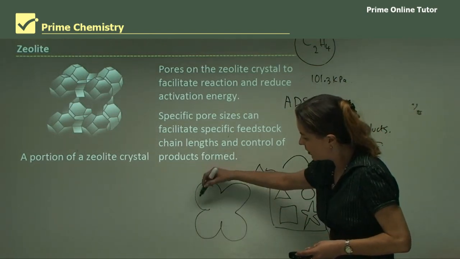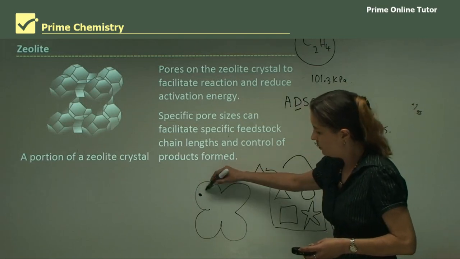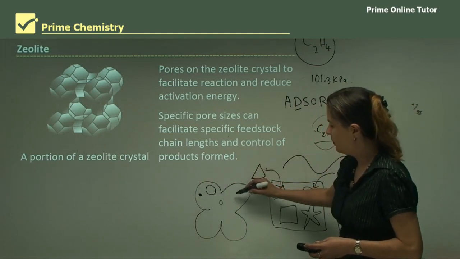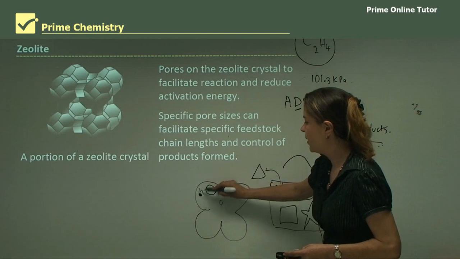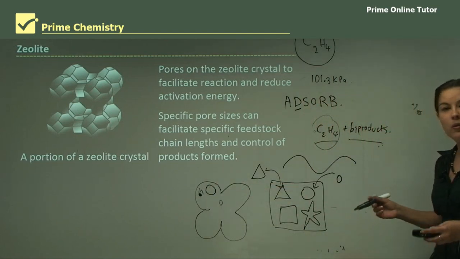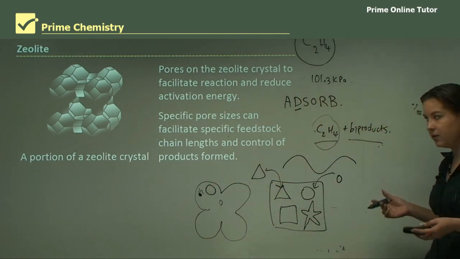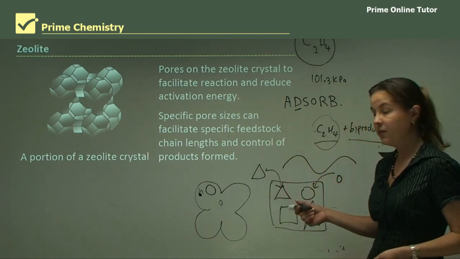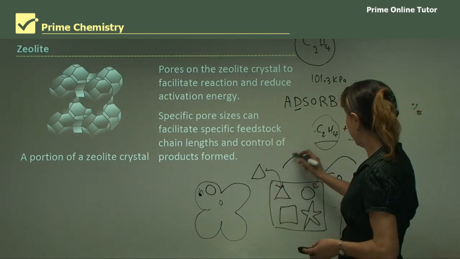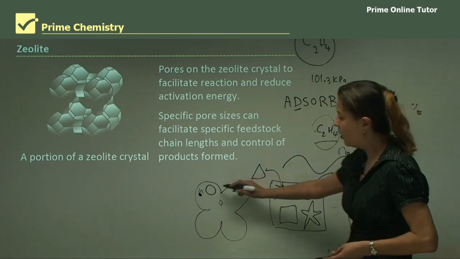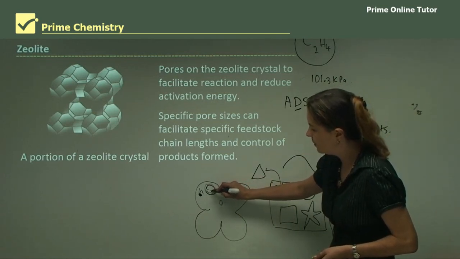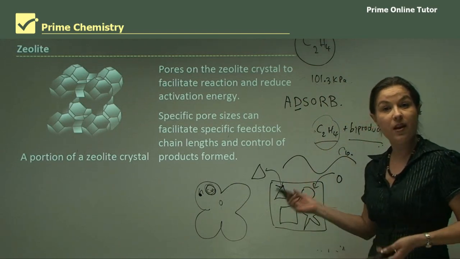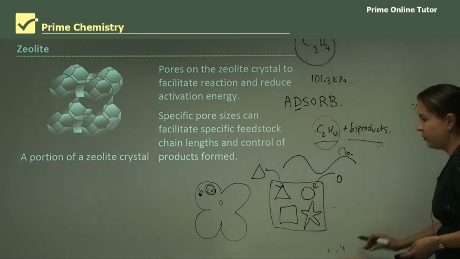We can make pore sizes either small or bigger or medium. They'll all be the same, but we can make them how we want them for the specific chain length of that hydrocarbon, which is great. So we can control the products that are formed by whichever hydrocarbon we have. C10, we'll make holes the right size. That's a C10, that's the right size for that. We'll use that zeolite for this particular reaction.